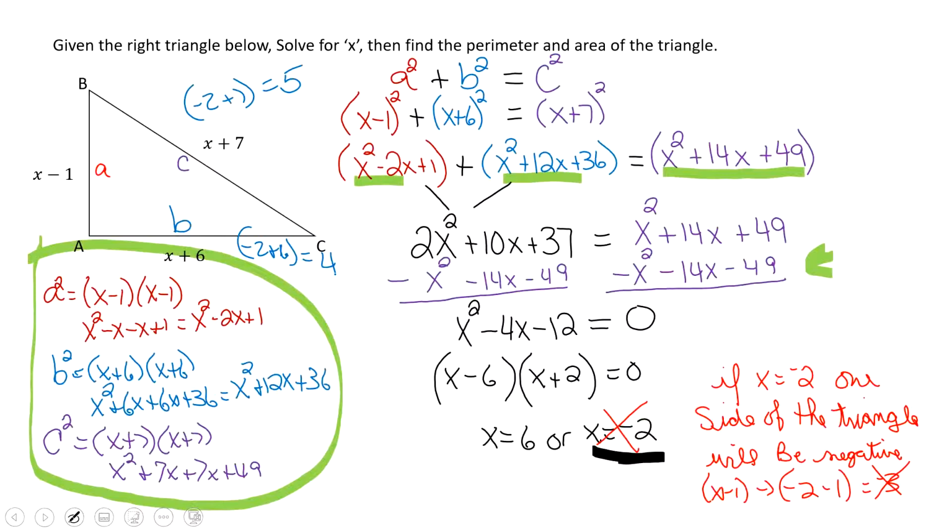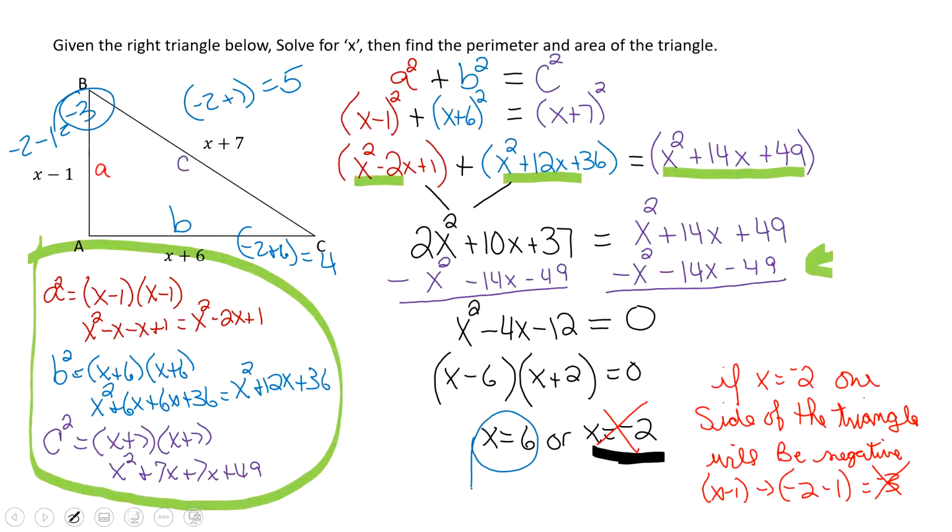The problem with it is when I plug in the -2, I get -2 minus 1. This gives me -3. You can't have a negative side of a shape. It just doesn't work. That's why the -2 doesn't work for this problem. So that's why I put that note there. So our answer for x is x equals 6.